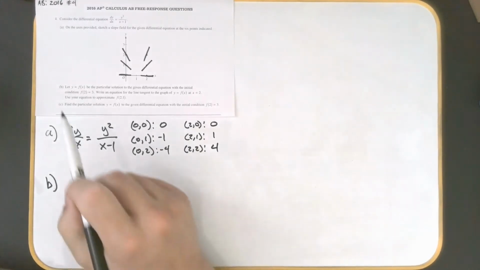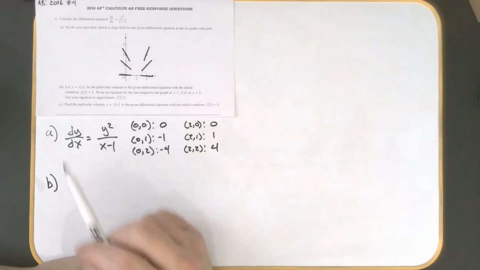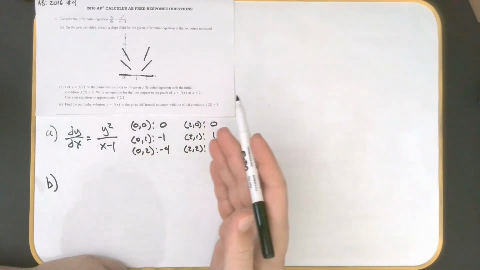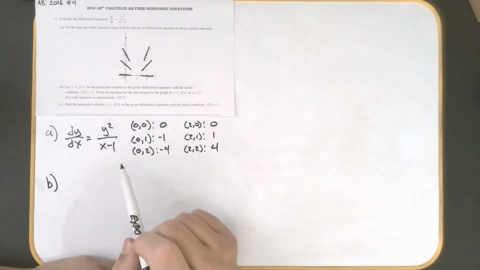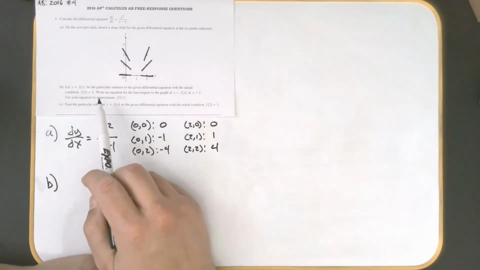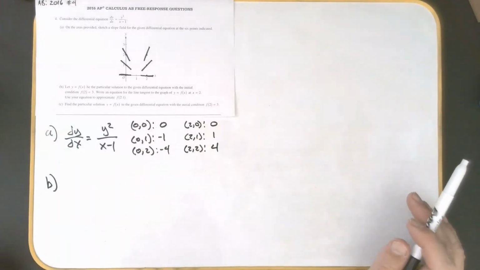Part B says, let y equals f of x be a particular solution to this given differential equation. Or in other words, when you solve it, it's going to be y equals f of x. That can actually be a little confusing, and if you didn't read that part, you'd probably be fine. But they do tell you have initial condition of f of 2 equals 3. Important point.